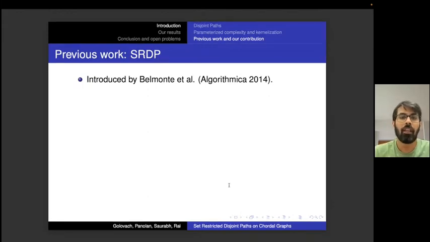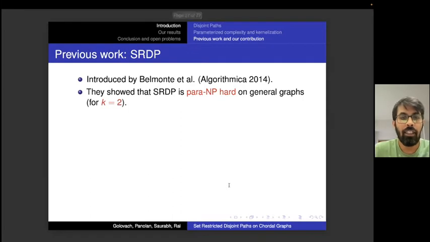Now, the other more general problem, set restricted disjoint paths, that I talked about, was introduced by Belmonte et al. And there they showed that this problem is strictly harder in the parameterized setting because on general graphs, this is hard for k equal to 2. That means if we are given just two terminal pairs, then SRDP cannot be solved in polynomial time. And this is in contrast to disjoint paths, which is FPT. Hence, for k equal to 2, or for any constant k actually, it has a polynomial time algorithm for general graphs using the results of Robertson and Seymour.